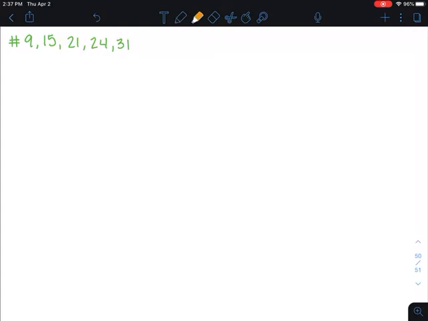Hello again. Alright, so look at number 9 in your worksheet. I'm going to kind of show you these up here: 9, 15, 21, 24, and 31, and just kind of give you a rough idea as to how to do it.